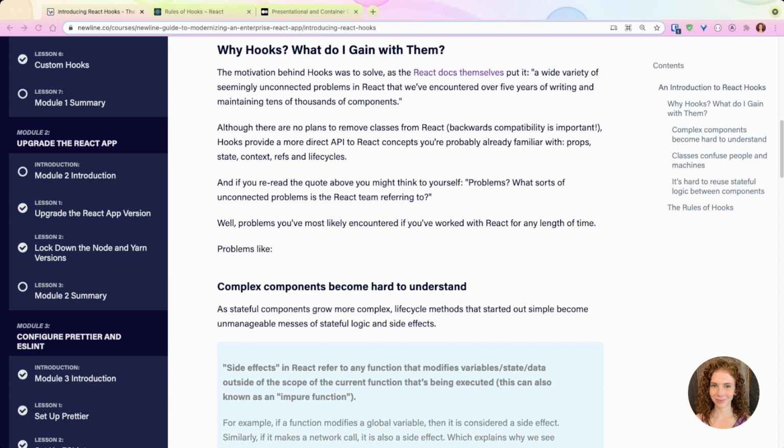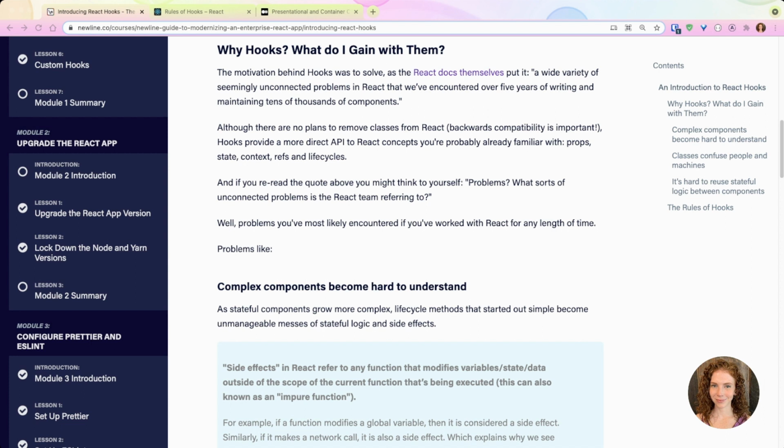The motivation is multifaceted, but as the React docs themselves put it, the motivation behind hooks was to solve a wide variety of seemingly unconnected problems in React that we've encountered over 5 years of writing and maintaining tens of thousands of components. This was from the React team themselves. This was from Facebook saying, hey, we've found some issues which people talked about pretty regularly on Stack Overflow, on GitHub issues. There were pain points with React. There still are pain points with React, but it's continuing to improve.